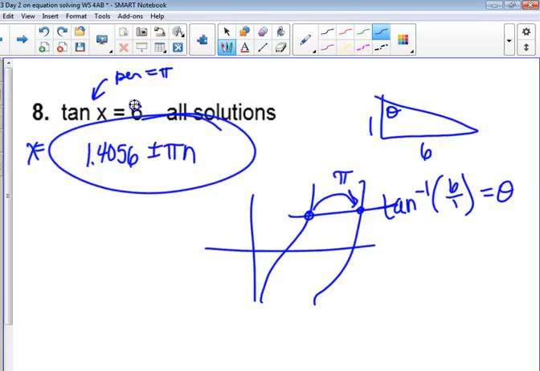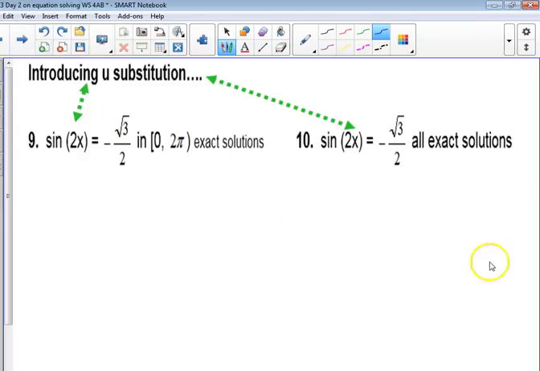All right, you do have to change the window to find that one because your Zoom trig doesn't go up to 6. All right, now we're getting to the meat and potatoes of the lesson. Ready? This is where all the good stuff comes from today.